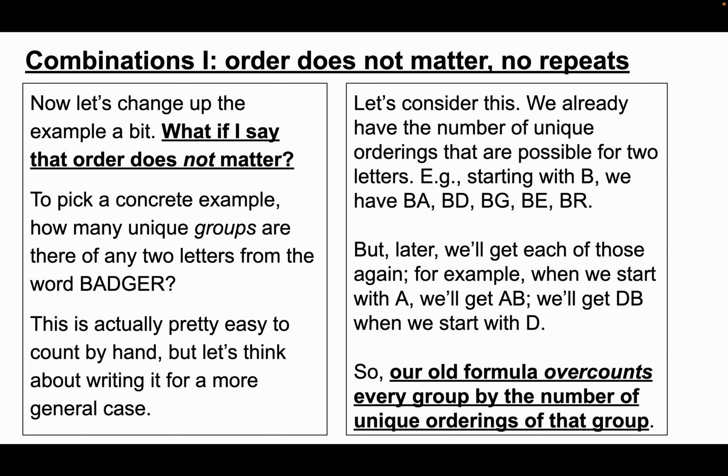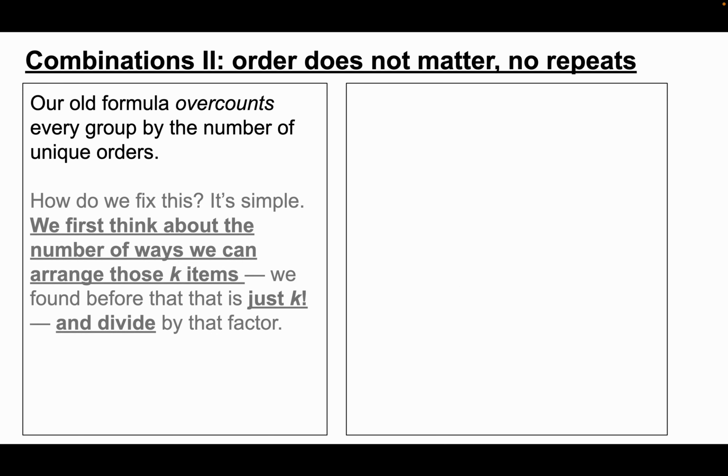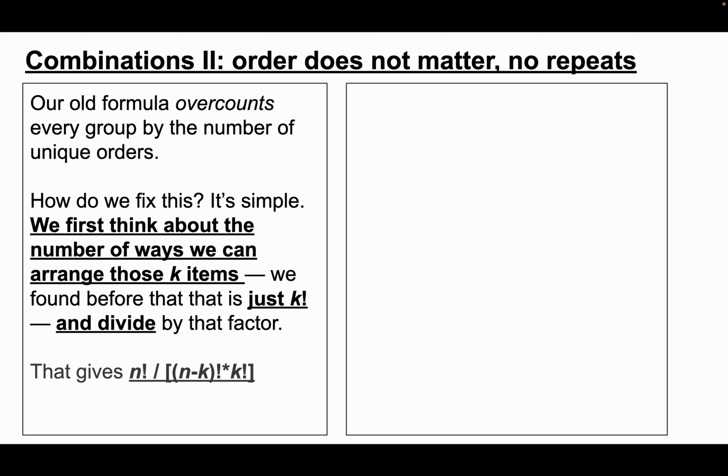So for instance, here we can kind of sense a pattern. When we have a group of size 2, that means that there's 2 ways to order it, BA and AB, for example, DB and BD. So we want to actually just use our old formula, but now undercount. So it's simple. How many ways can you arrange k items? We found before that the number of ways you can arrange all of the items in a set is just the size of the set factorial. So how many ways can you arrange k items? It's k factorial. Then you divide by that factor.